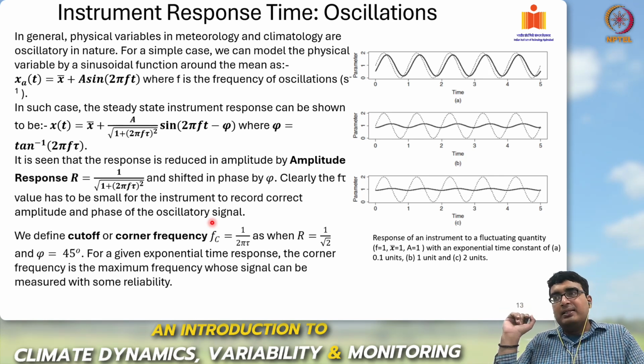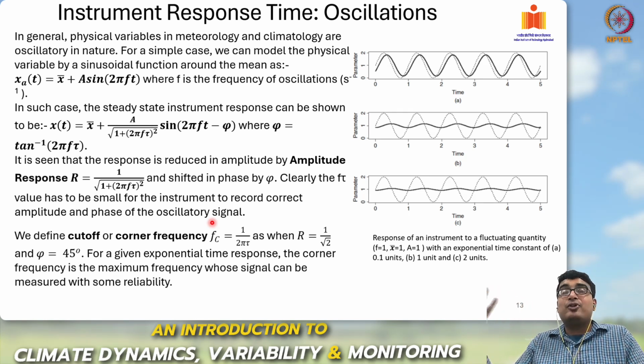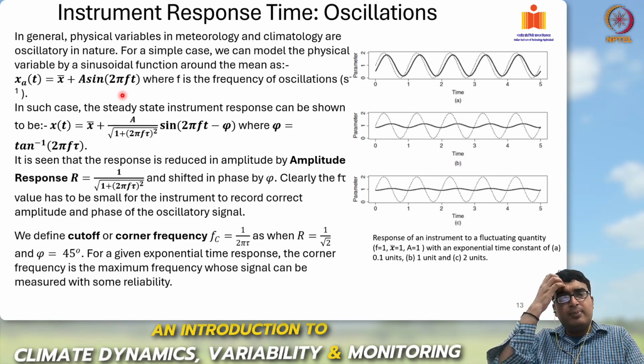For a simple case, so most of the parameters are oscillatory in nature, so we have to also understand how the instrument responds to such oscillatory signals. For a simple case, we will model the physical variable as a sinusoidal function around some mean value. So the actual physical variable value at the given time t is the mean x bar plus a sinusoidal component given by A sine 2 pi ft, where f is the frequency of the signal.